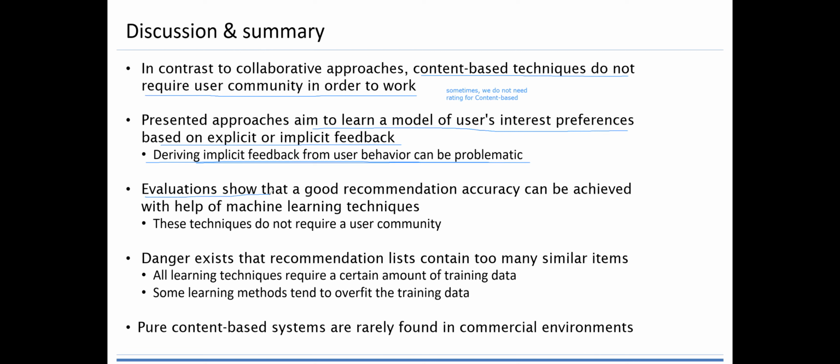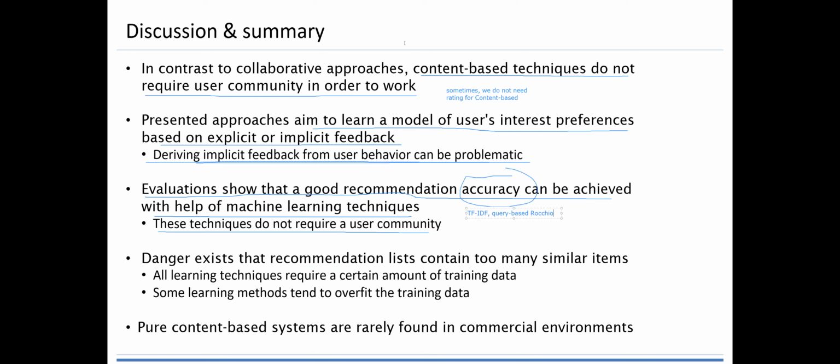The evaluation showed that a good recommendation accuracy can be achieved with the help of machine learning techniques. We will learn later about the accuracy. This is the metric in machine learning. And this technique does not require a user community. So we learn about the TF-IDF, okay, or we learn about the query-based approach with the Rocchio method. So with that kind of method, we can improve the accuracy with machine learning, but we don't need any rating.